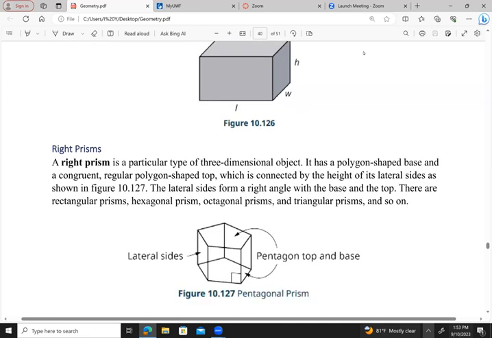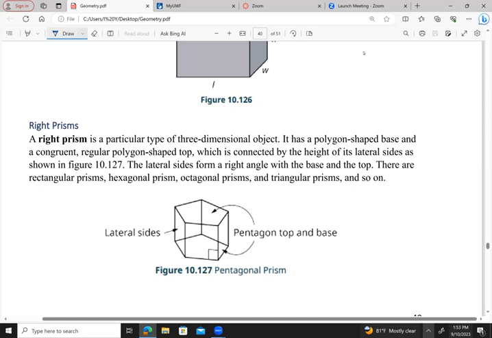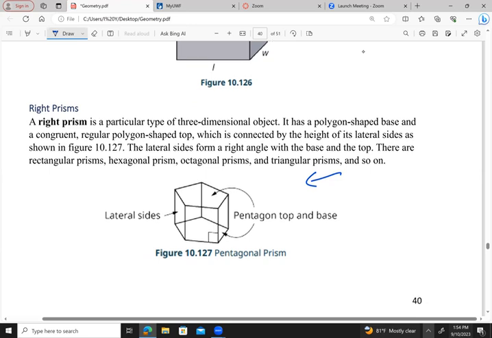So first up, we have a right prism. A right prism is a particular type of three-dimensional object. It has a polygon-shaped base and a congruent regular polygon-shaped top. So the base and the top are the same shape, same size, which are connected by the height of its lateral sides, as shown in the figure here. The lateral sides form right triangular prisms, octagonal prisms, and so on.